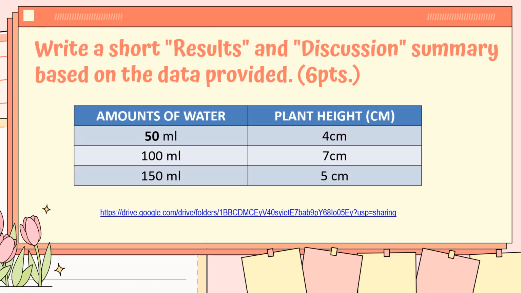Write a short results and discussion summary based on the data provided. 6 points will be given. You can click the link to see an example of the content in Chapter 4.